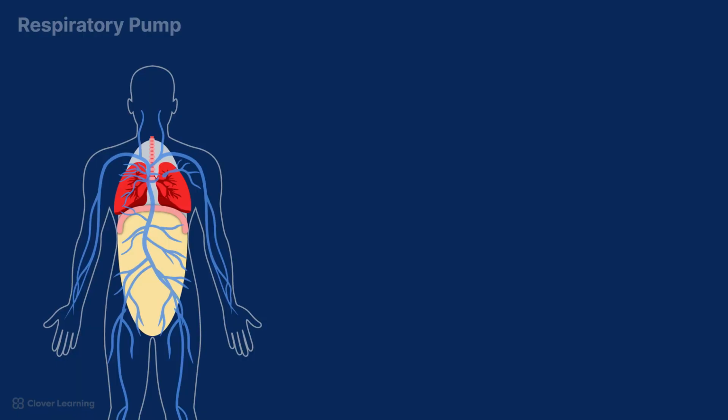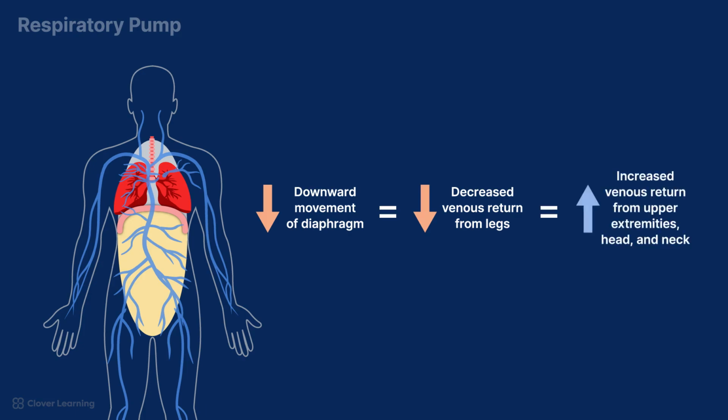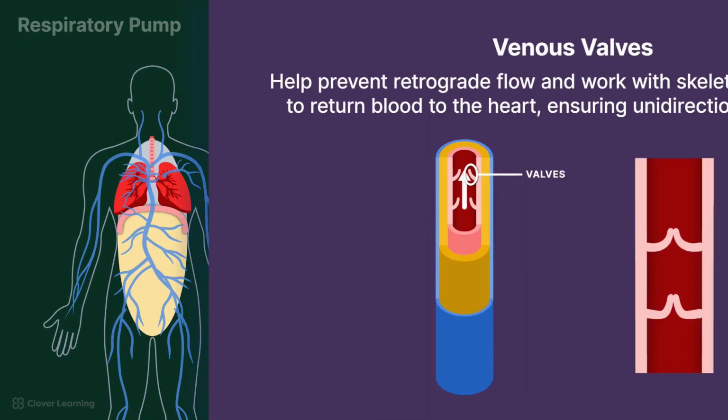Another way of thinking about this is that the downward movement of the diaphragm decreases venous return from the legs, but increases venous return from the upper extremities, head, and neck back to the heart. Upward movement of the diaphragm increases venous return from the legs and abdomen back to the heart, but decreases venous return from the upper extremities, head, and neck.